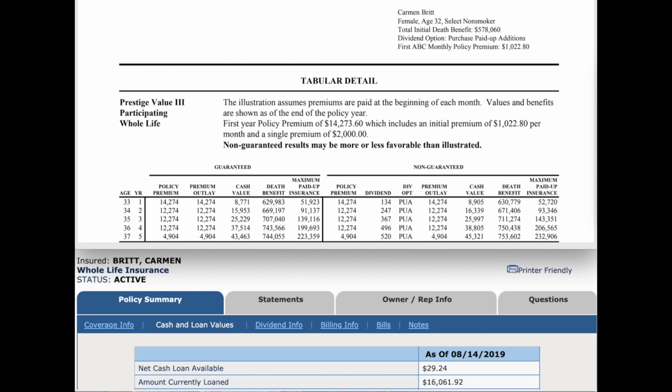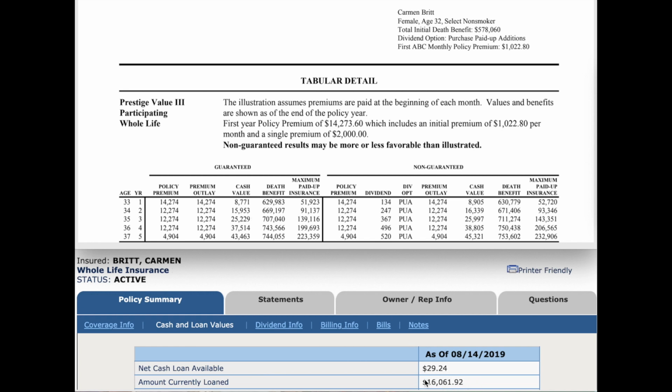Now, the purpose of this video is for me to illustrate what my current loan balance is in comparison to my illustration. And keep in mind, this policy is 2 years old. So what you'll notice down here at the bottom is the current loan amount of $16,061.92. And the availability that I have in this policy in cash value right now is $29.24. Remember, this policy is 2 years old. Let's go to the guaranteed values. The guaranteed values illustrate that I would have $15,953 available. However, I have loaned out more than that.